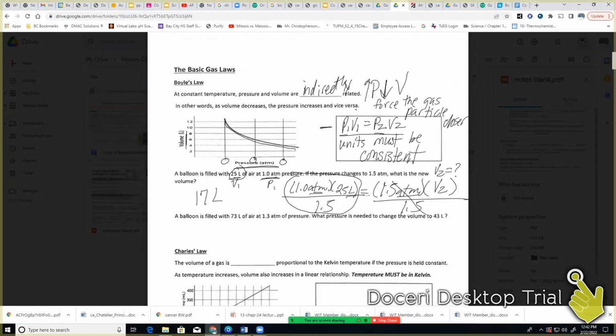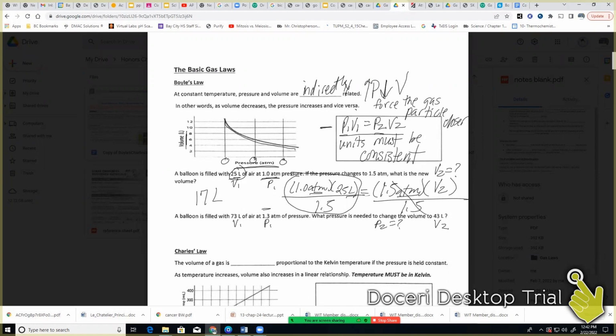A balloon is filled with 73 liters of air at 1.3 atmospheres of pressure. So 73 liters would be my V1, and that's my P1. What pressure is needed to change the volume to 43 liters? So there's my V2, and my P2 this time is my unknown. My volume went from 73 liters to 43 liters. So should my pressure be more or less than that 1.3 atmospheres? More. So once again, I just kind of look at that, so in case I accidentally make a mistake in my calculator, it's pretty easy to catch.